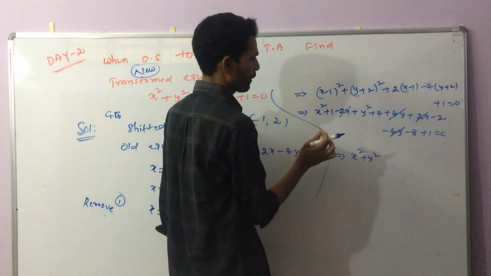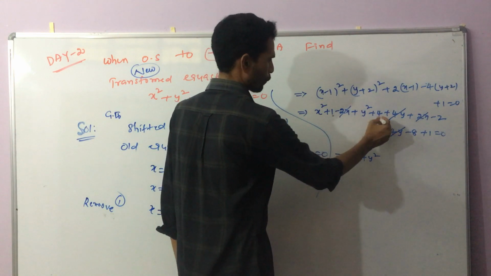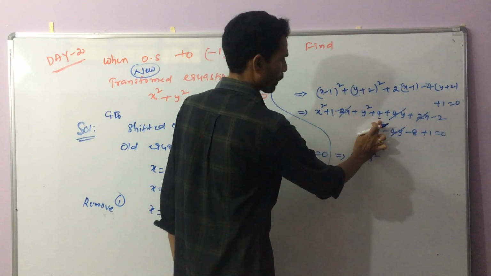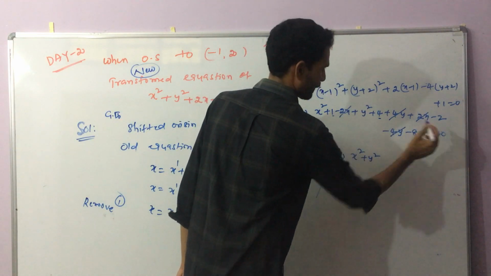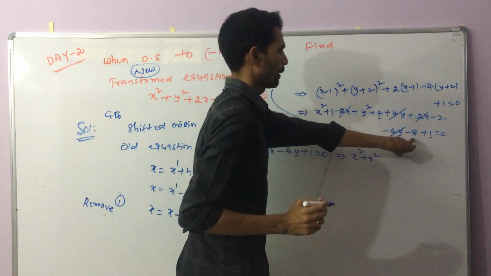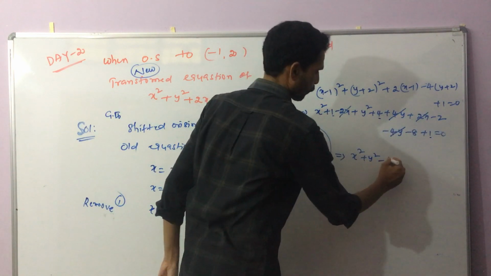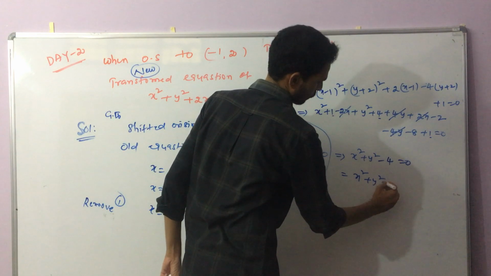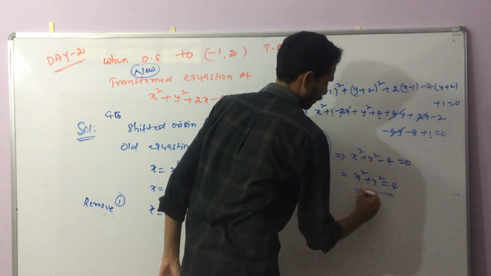x square plus y square. Next, how many constants here? 1 plus 4, 5. 5 plus 1, 6. Positive 6, negative 10, minus 4 is equal to 0. The given equation is x square plus y square is equal to 4, which is our required solution.